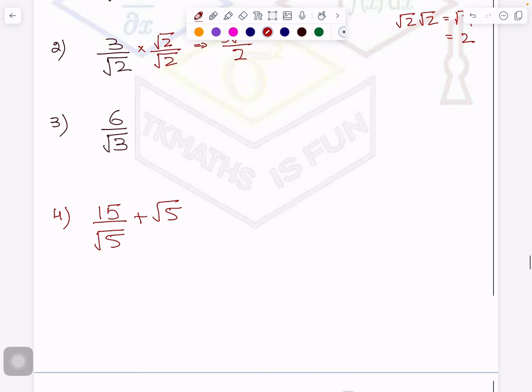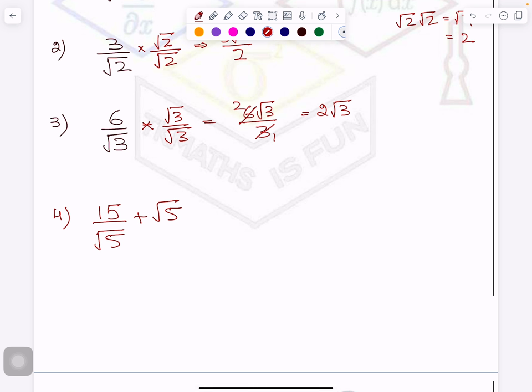Let's see part 3. You will multiply and divide by root 3. So it will become 6 root 3. And don't forget to simplify further. Surds you will not cancel, but rational numbers you can simplify. So your answer will be 2 root 3.